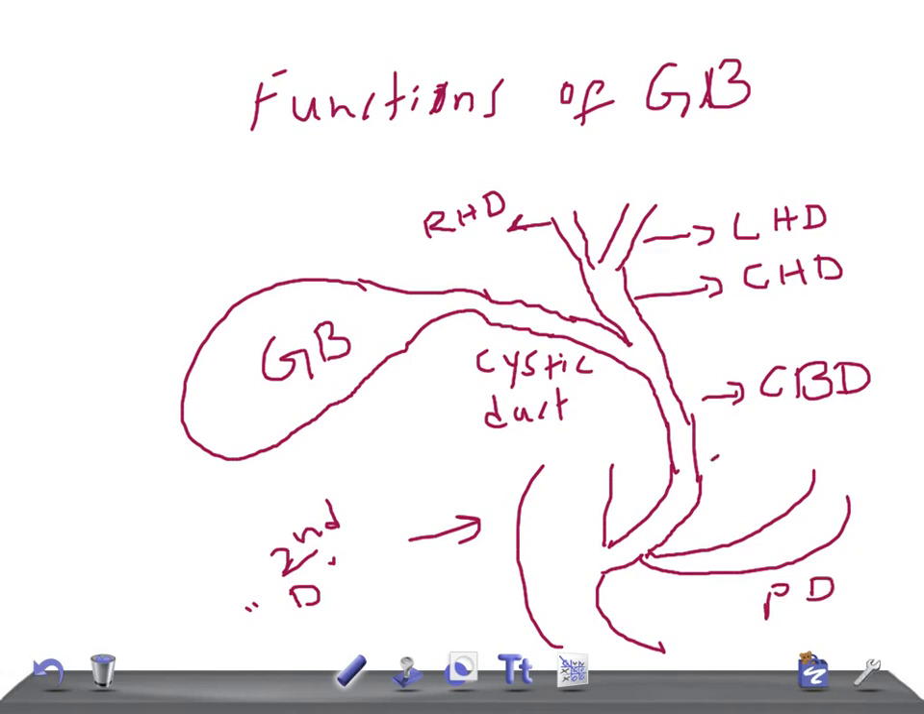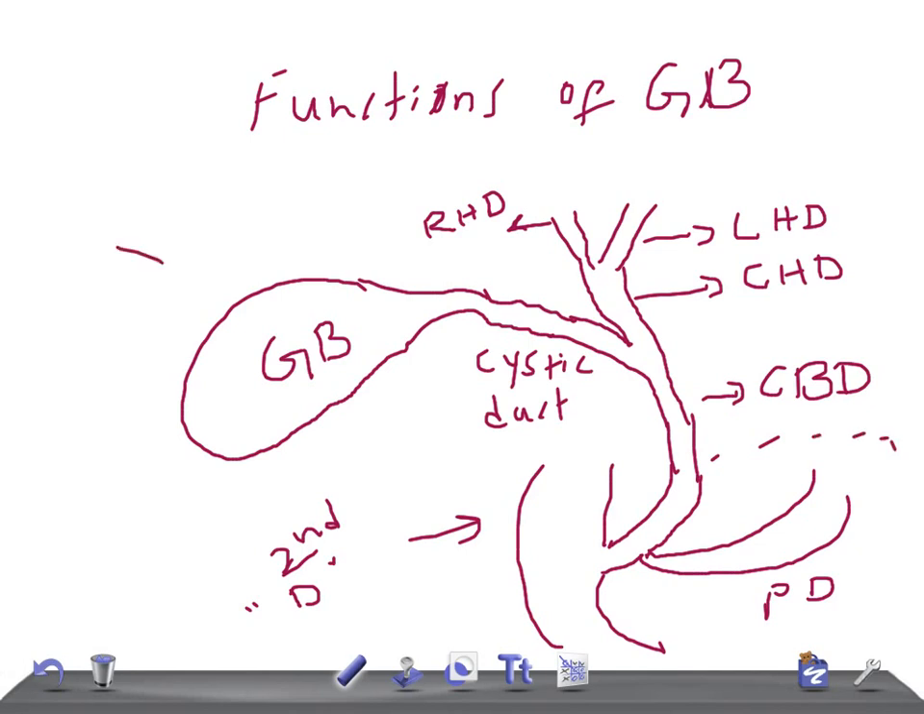The pancreas lies here, right? So this is the exact anatomy of how the gallbladder releases its bile through the different ducts, how the ducts join, like the right hepatic duct, left hepatic duct, and then we have the common hepatic duct, right? They combine to form the common bile duct, and this common bile duct combines with the pancreatic duct and releases its secretion into the second part of the duodenum. So let's talk about the function.